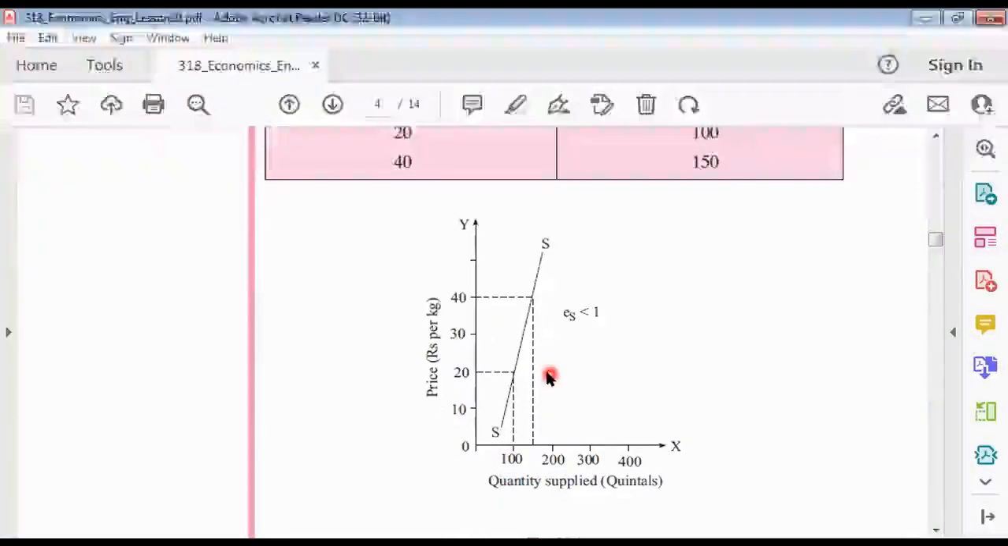What is the difference you find? Can anyone respond? What's the difference you find between this graph, price elasticity of supply less than 1, and the graph we had for price elasticity of demand less than 1? Anyone who can respond? Slopes. Yes, slopes. Can you please elaborate one more line? Slopes, yes, absolutely right. So here the slope is positive, but in the demand graph it was negative. Exactly. Thank you very much.